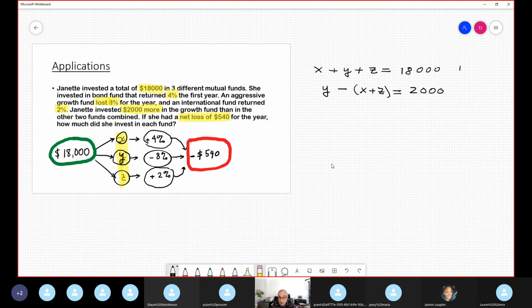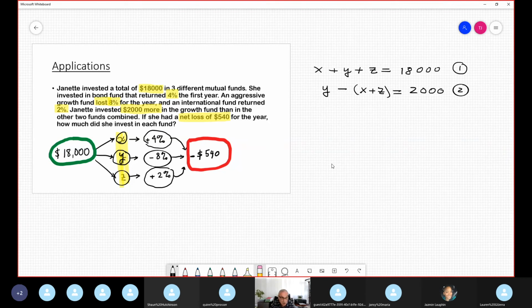This represents my second equation. Don't expect that when you set out the equation it is totally nice, perfectly organized. No, no, no. I set it out exactly like the word problem says. I translate from English to mathematical equation. And now, the third equation is about the total return.